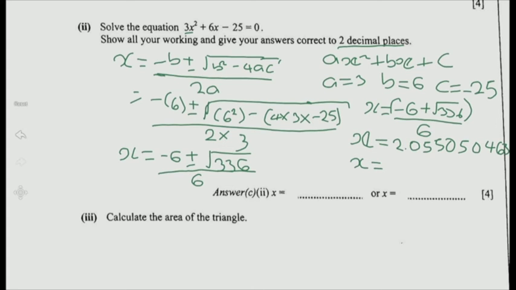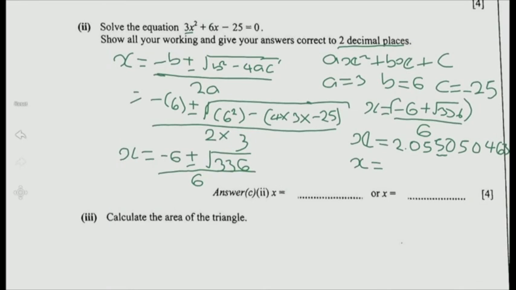But then you're supposed to give the answer correct to 2 decimal places, rounding off. So you can look at the third figure after the decimal point. If it's 5 or more, then you have to add 1 there. So this rounds to 2.06. So that's your answer there. Your first root is 2.06.